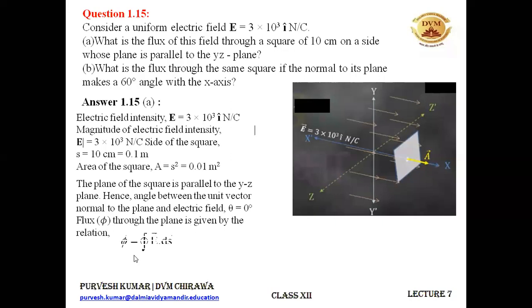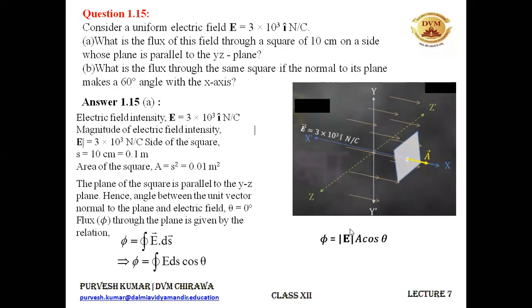We know flux is equal to the integration of E dot ds. We know it very well that the total flux linked with the surface is given by the integration of E dot ds, and when we solve the dot product, it becomes E ds cos theta. The electric field is uniform, having a value of 3 into 10 to the power 3. Cos theta, the angle between E and ds, is also uniform, so we can take it out of the integration. We are left with only the integration of ds, and the integration of ds is the total area of this surface, that is capital A. So the formula for flux becomes phi equals EA cos theta.